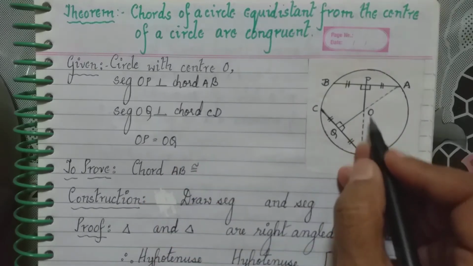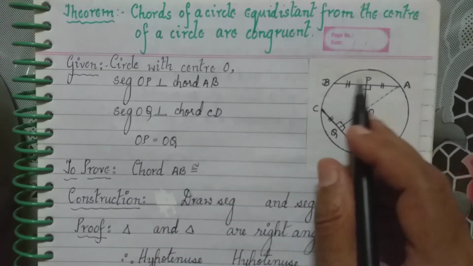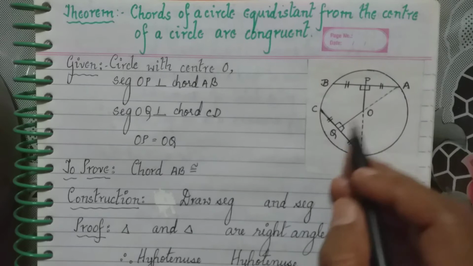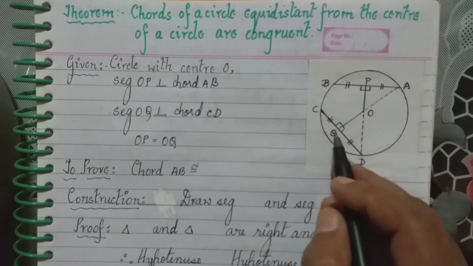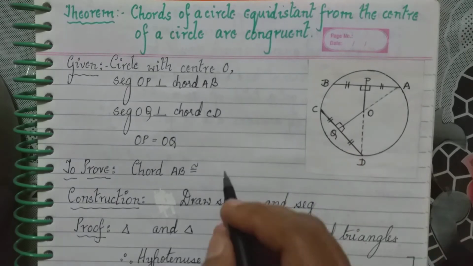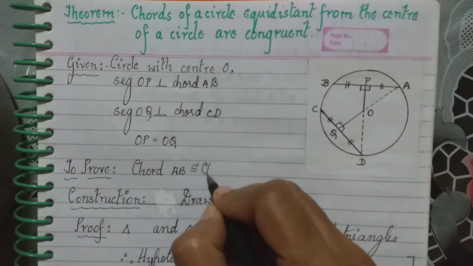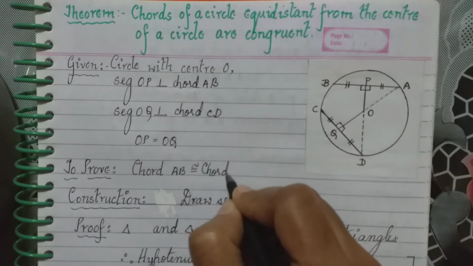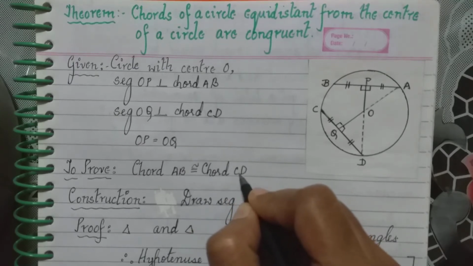That is, they said that they are equidistant. These two chords are equidistant from the center. Therefore, OP is equal to OQ. Now, what are we to prove? Chord AB congruent to chord CD. So, we write here chord AB is congruent to chord CD.